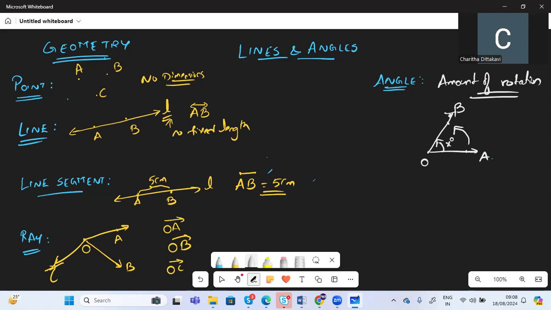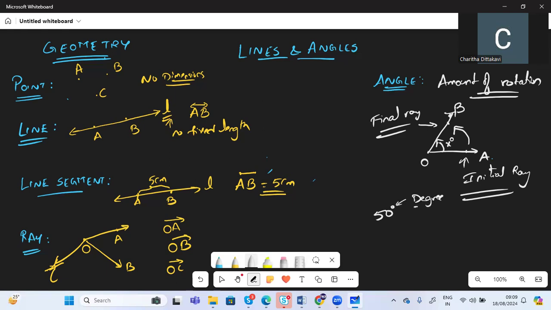This is the angle, which is nothing but the amount of rotation. OA is called the initial ray, and OB is called our final ray. So the amount of rotation which the initial ray makes to attain the final ray position is called the angle. That is represented by x, and the unit is degrees. So 50 degrees. This is called degree notation. So this is called an angle.